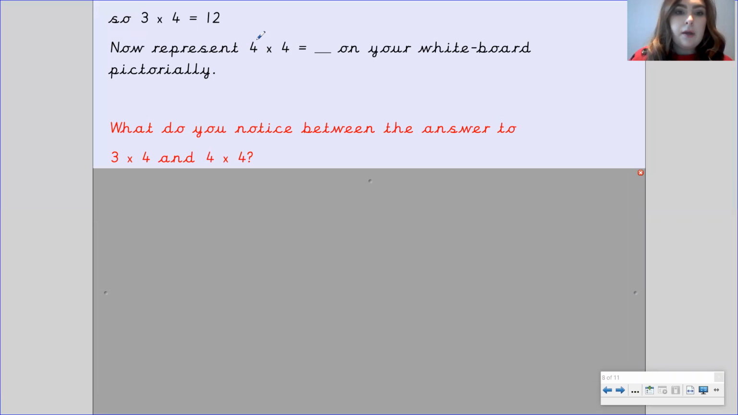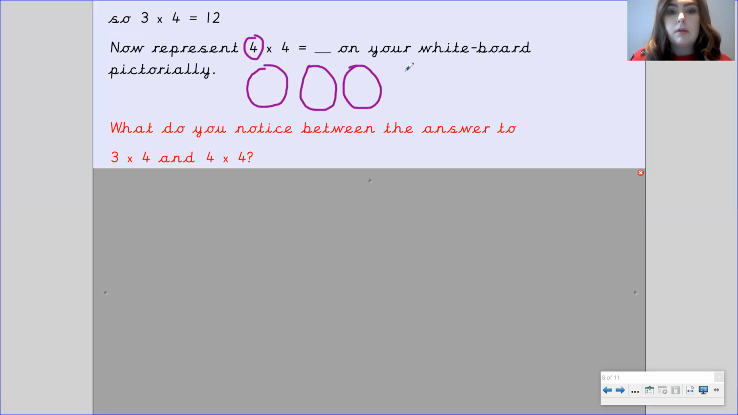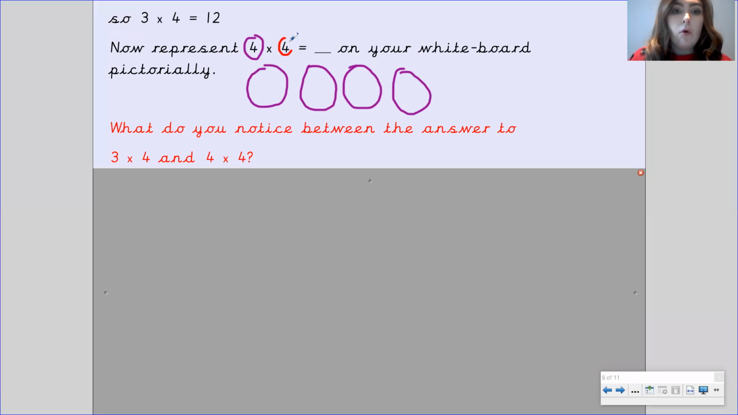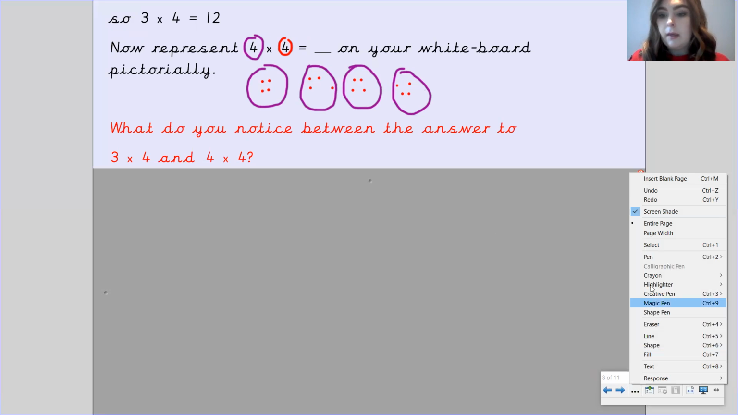Okay, so the first one is the number of groups that we're going to have. So I've got 4 here, which means I'm going to draw 4 circles. 1, 2, 3, 4. 4 groups, so 4 circles. I've then got 4 in each group. So I'm going to draw 4 dots in each group. So yours should look a little bit like this.